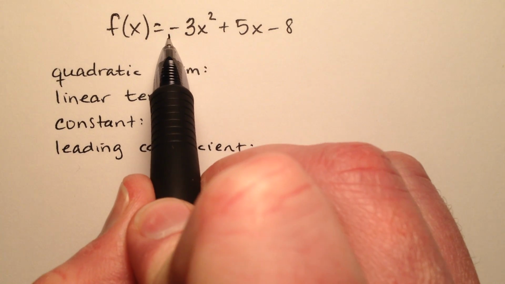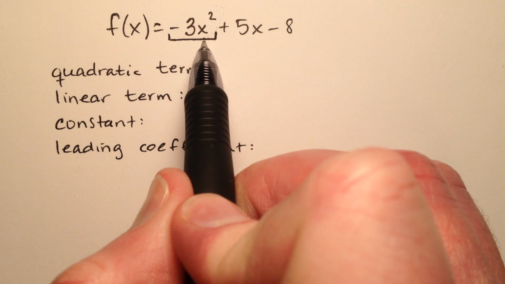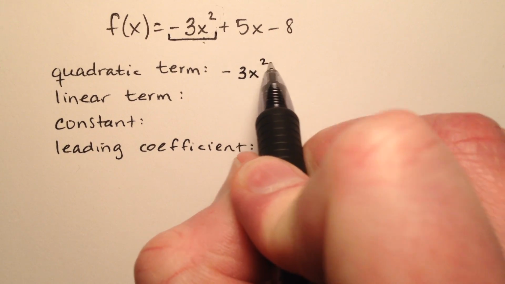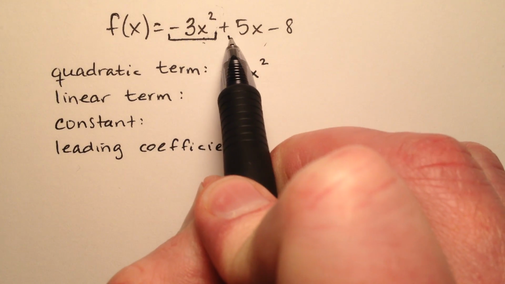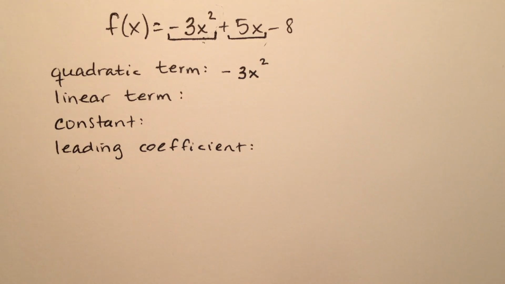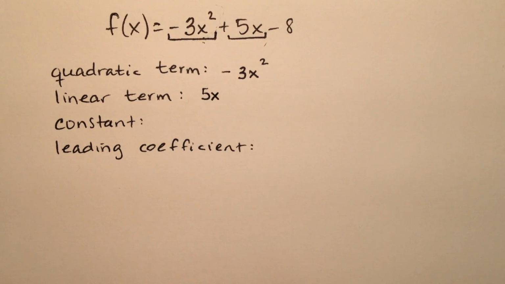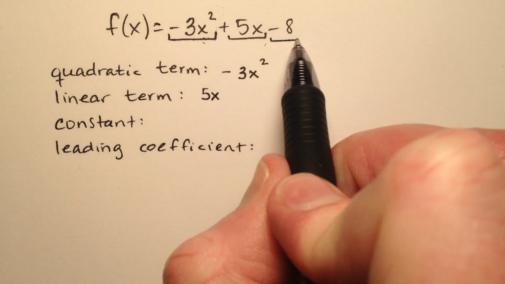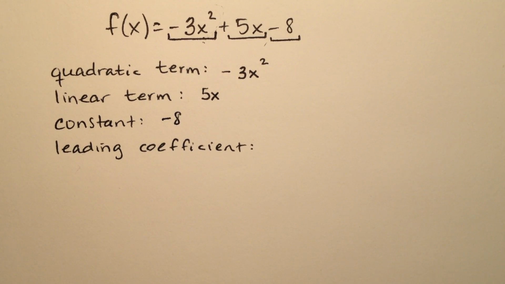And the quadratic term will have a degree 2, so an exponent of 2 on my variable. So the quadratic term will be negative 3x squared. The linear term is going to be the term that has just a single x, or just a single variable with it. Its exponent is 1. So that guy is going to be 5x. And then my constant is going to be the term that has no variables at all. It's just a number. So that's going to be negative 8.